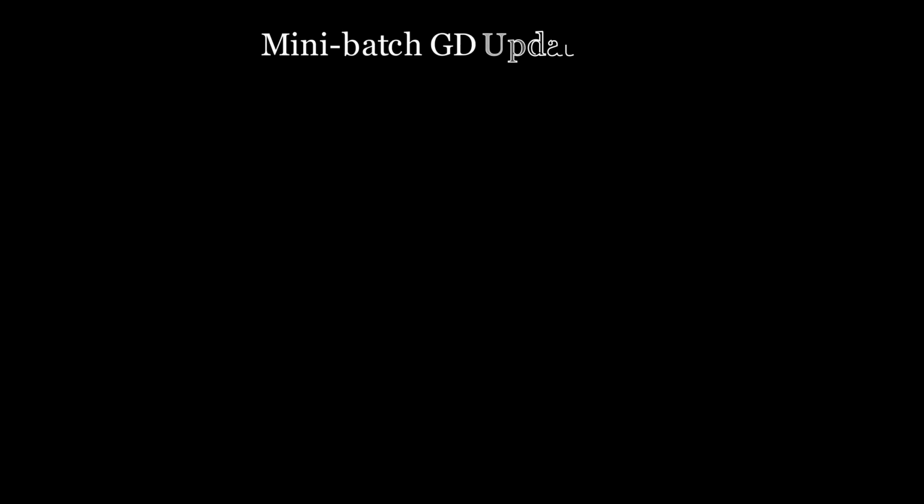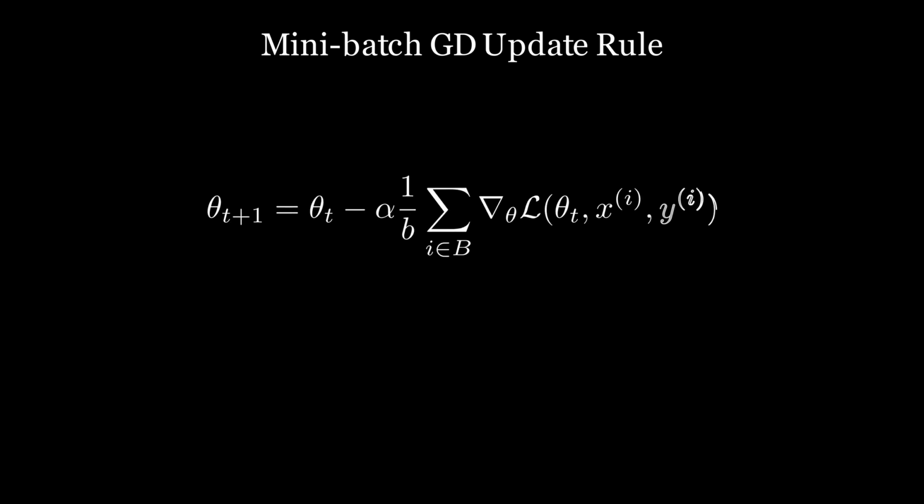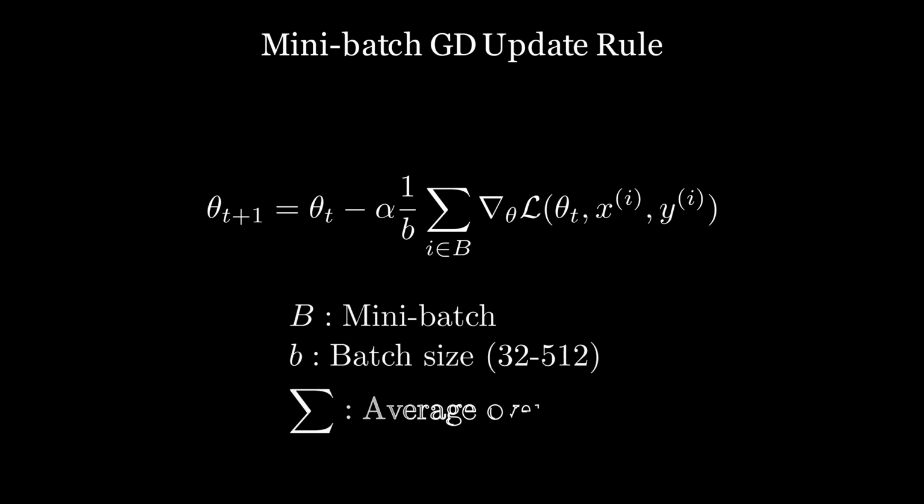The mini batch GD update rule computes the average gradient over a small random subset of examples. Here, B is a randomly selected mini batch of size B, typically between 32 and 512 examples in deep learning. This combines the stability of batch GD's averaging with the efficiency and noise benefits of SGD.